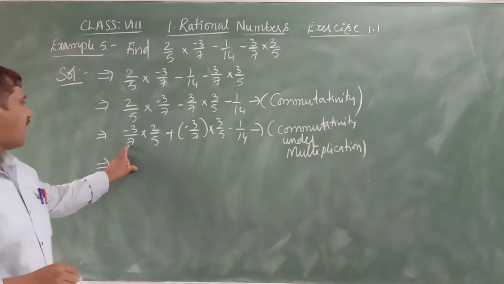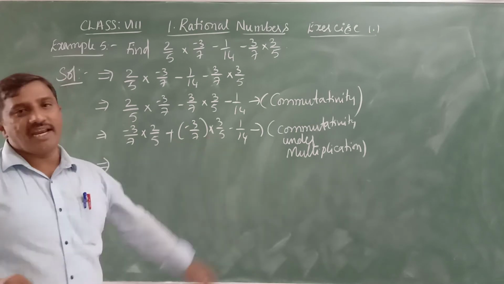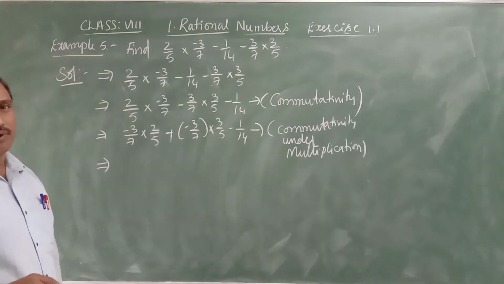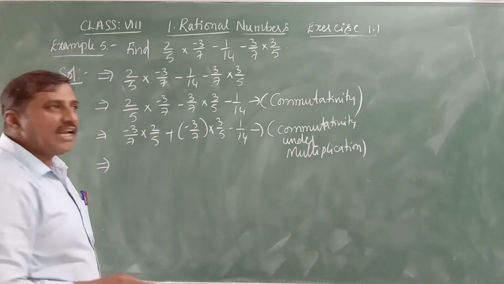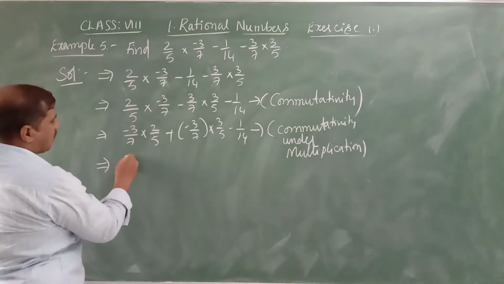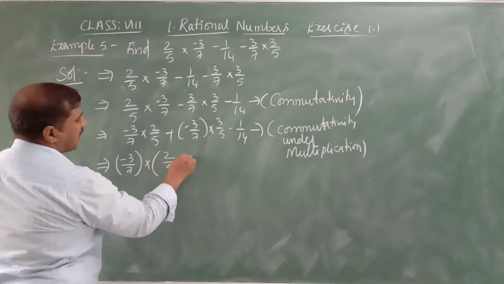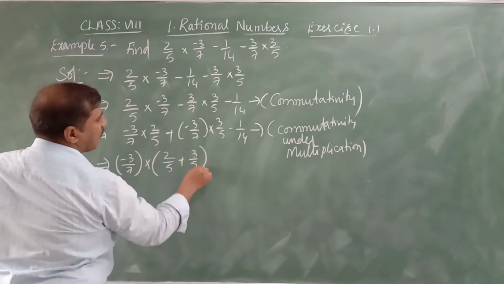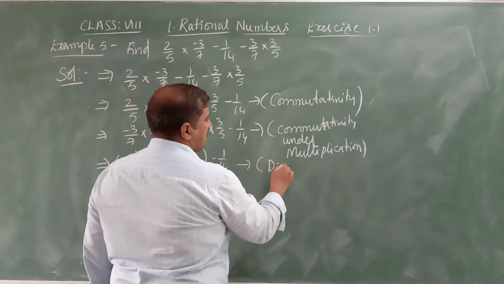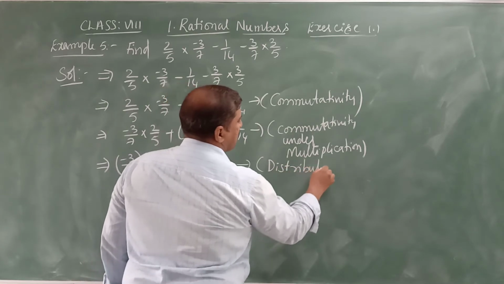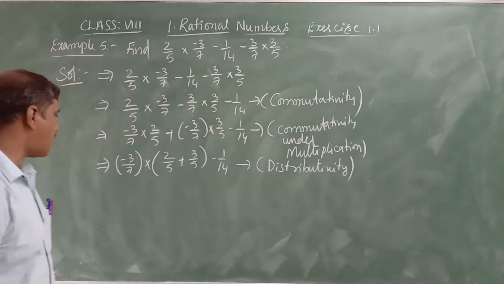Observe this. A into B plus A into C. What property is it? It is the distributive property. A into whole B plus C is A into B plus A into C, where A is equal to minus 3 by 7, B is equal to 2 by 5, and C is equal to 3 by 5 minus 1 by 14. So which property is it? Distributivity property. Now simplify this.